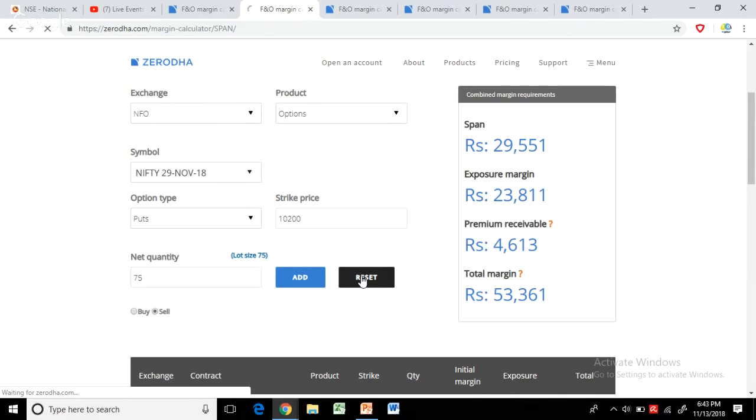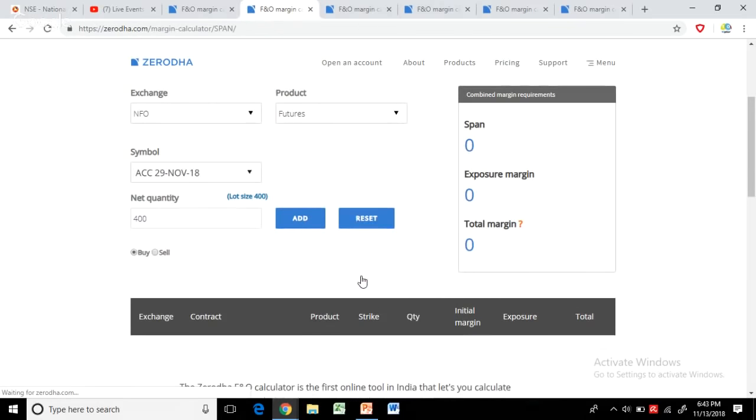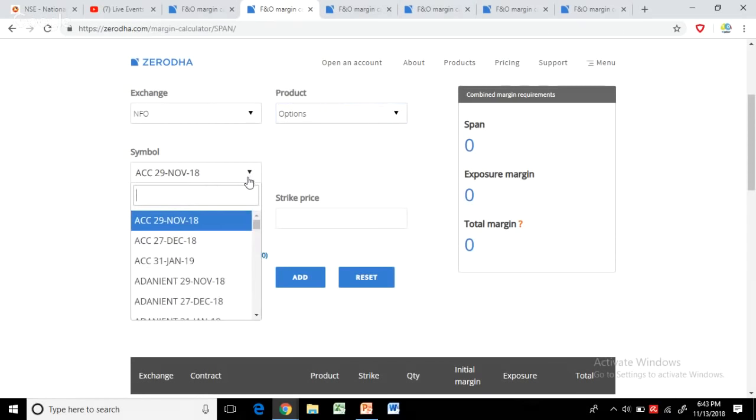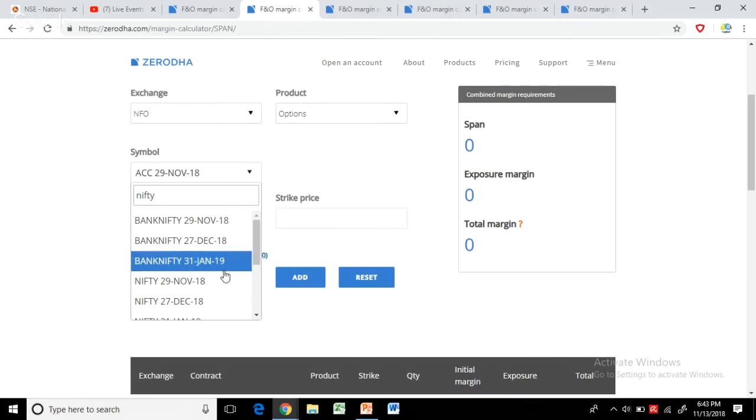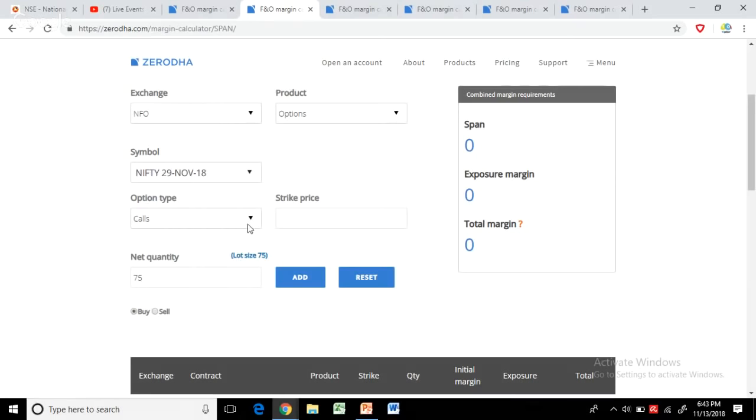Let us see what happens if I come closer. If I come to, let us say, 10,400 put, whether the margin requirement increases substantially or not. Similarly, you can see I'm doing it for Nifty. You can see for Bank Nifty. You can see for any other thing you want to see, right? Now let me put 10,400.